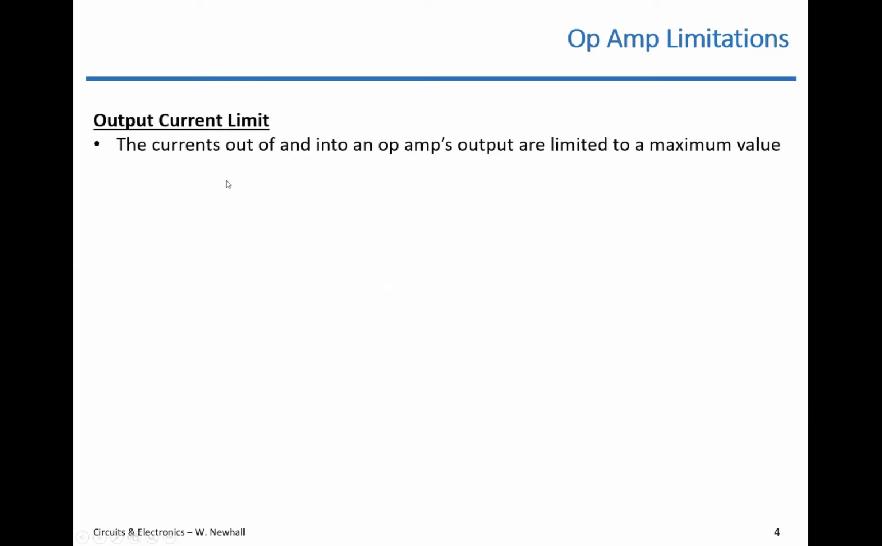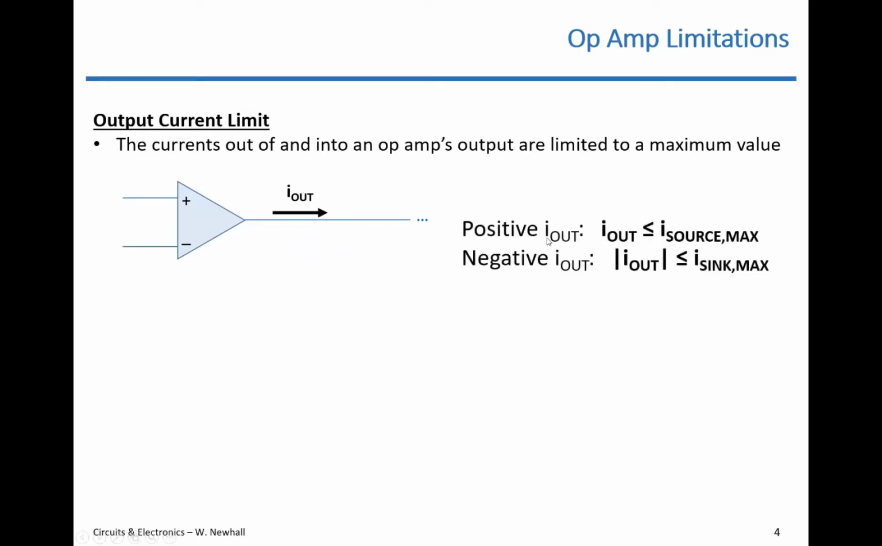So you would guess that the output of a real op amp, a practical op amp, is limited to some maximum value. So the currents out of and into, because an op amp's output can have current coming out of it and it can have current going into it. Those values are limited to some maximum value. And so if I were to draw an op amp, this is what I'm calling I out. And so the output current limit means that for some positive I out has to be less than some maximum value.